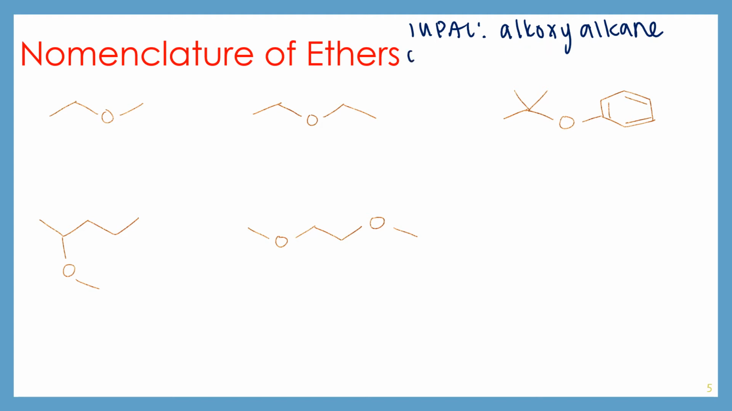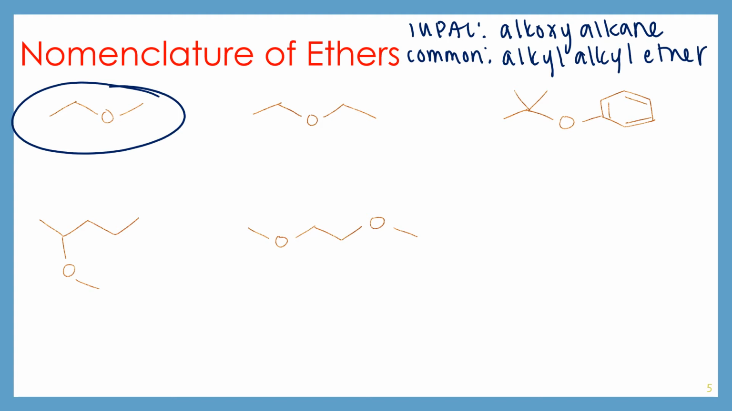The common approach is alkyl ether. And that one's much easier to explain with an example. So let's take a look at our first one. If we look at this, we have two carbon situations here. We have the ethyl group on the left-hand side of the oxygen and the methyl group on the right-hand side.